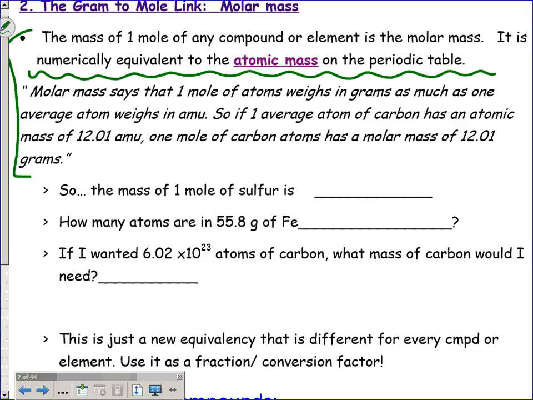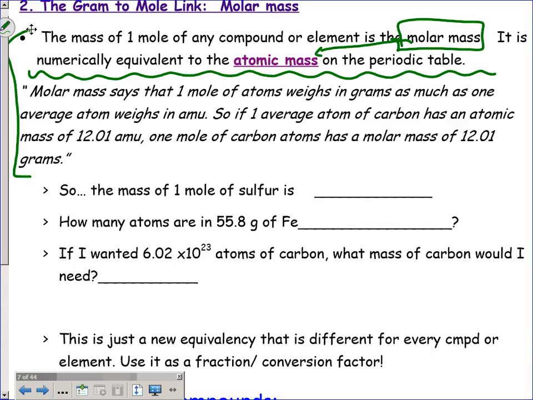Making sure you're looking at your tables, you know what we're talking about. What's the mass of 1 mole of sulfur? 32.06. Okay, so this information on the periodic table is telling you 1 mole's mass. So the mass of 1 mole of any compound, which we also call its molar mass, which we have referred to before, is numerically equivalent to the atomic mass in the periodic table. So these two things basically are equivalent.